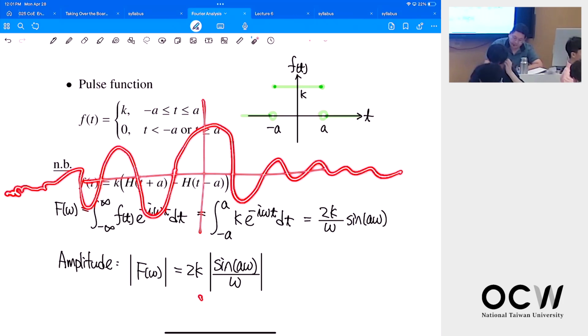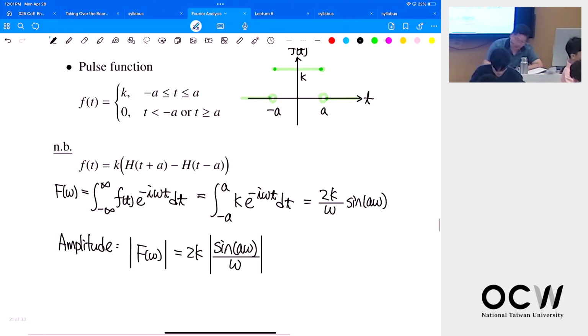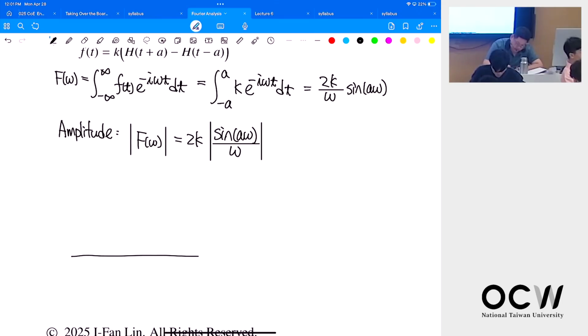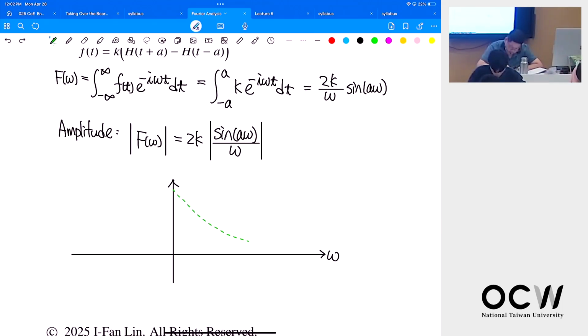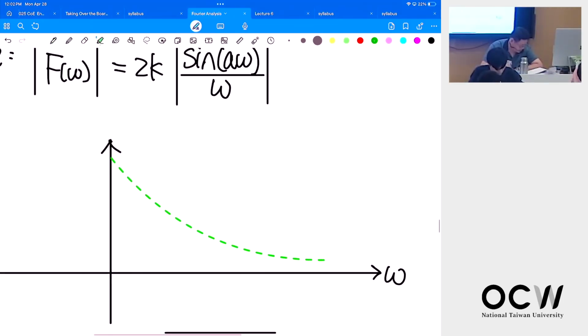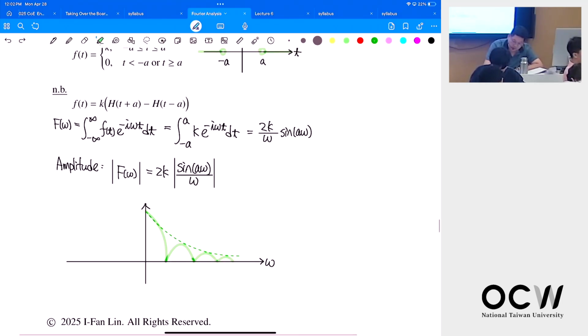But if I take the absolute value, just see the amplitude. This is proportional to 1 over omega.